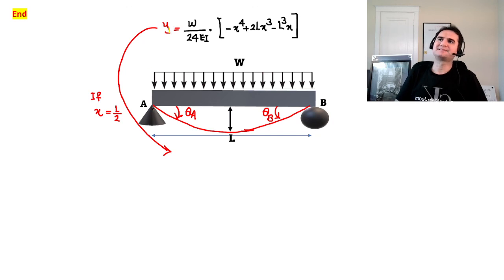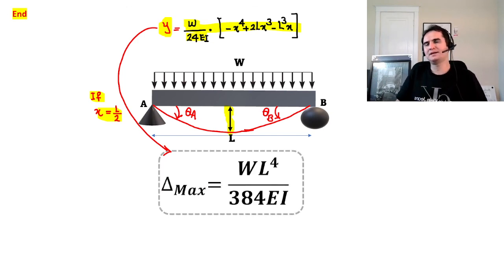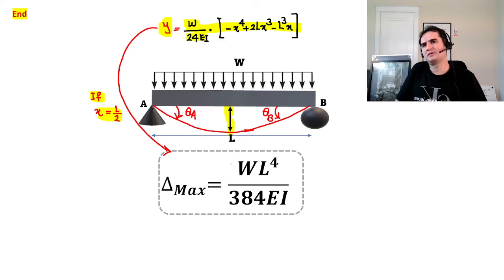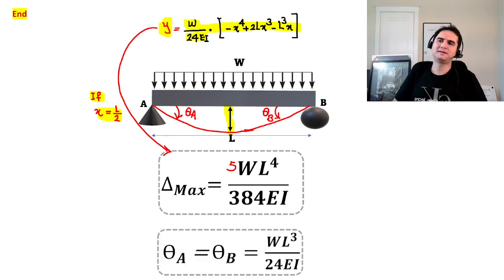So that's the equation of the elastic curve. If you replace x by L over 2, which is the center, because of symmetry, that's the delta max, and you get the same numeric value, 5 WL to the fourth over 384 EI. And theta A is equal to theta B, and that's WL cubed over 24 EI.